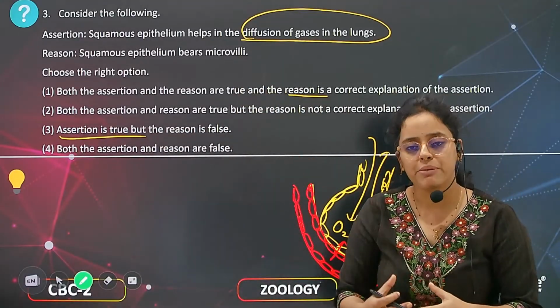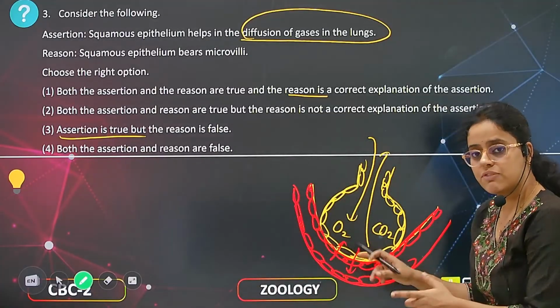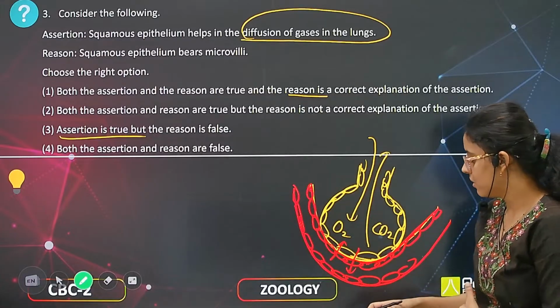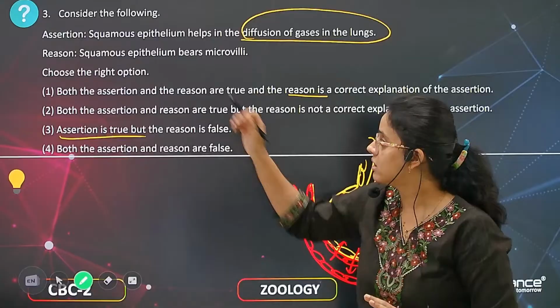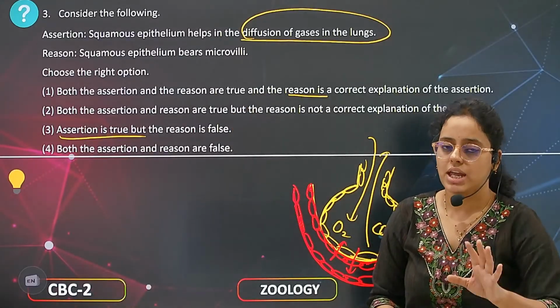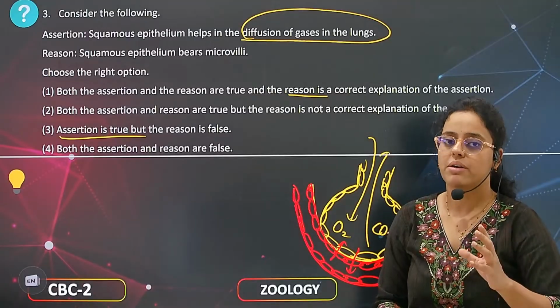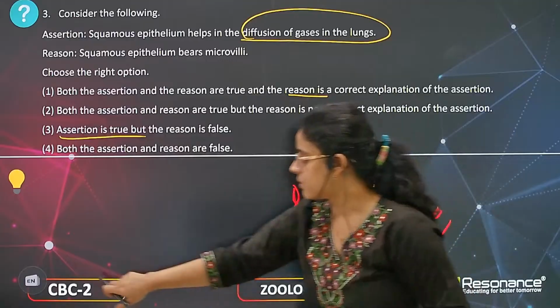If we have compound epithelium or stratified epithelium, what happens? For diffusion of gases it takes time. So stratified epithelium is not required. Here the squamous epithelium is present, but squamous epithelium doesn't have any structures like microvilli or cilia or glands. Okay, so this is the answer over here.